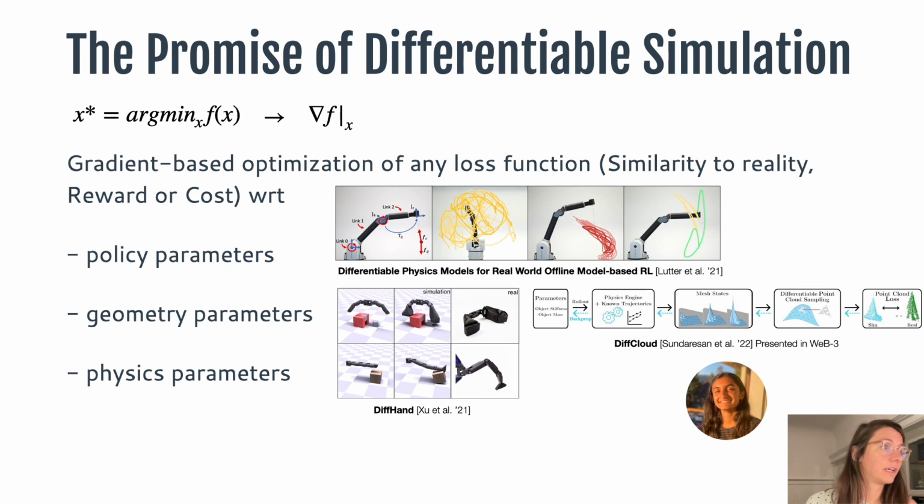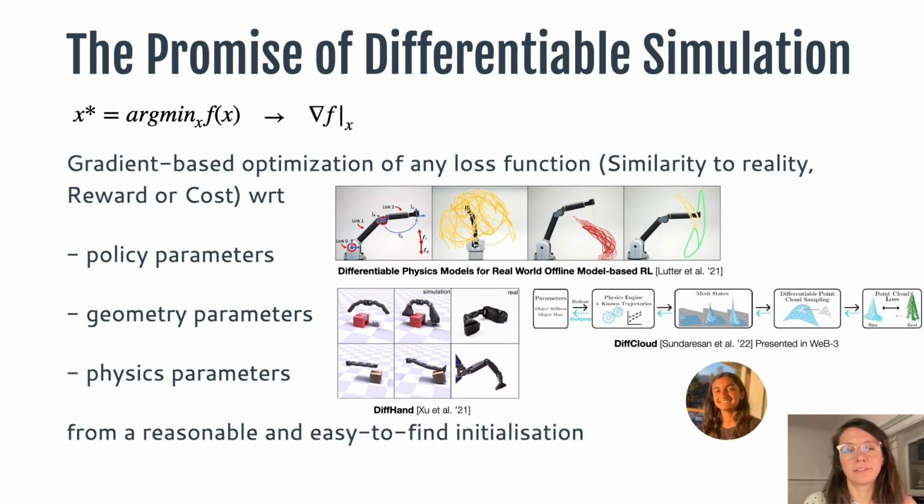So here is this work called diffcloud that Priya Sundaresan is going to present here at IROS in the Wednesday session, Wednesday B3. So feel free to pass by and ask her any question. This is basically work where we compare a simulated point cloud to the real point cloud and then back out better physical parameters of actual clothes. All of this can be done if you have a reasonable and easy to find initialization. So that's really great, and that would be wonderful.